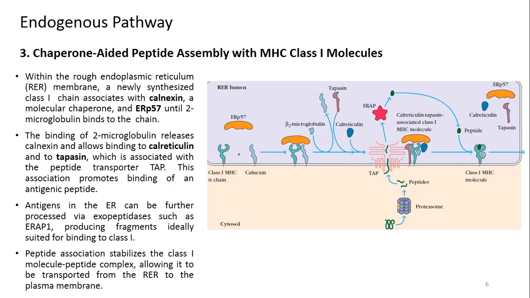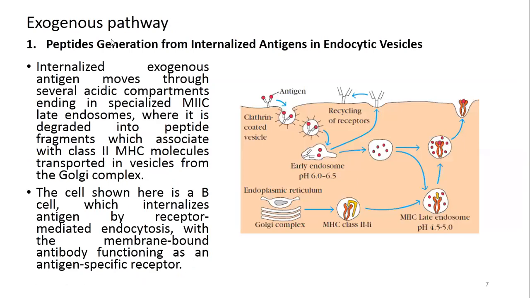Now we learned how protein is processed to peptides, how it is transported from the cytosol to rough endoplasmic reticulum, and how it is bound to class 1 MHC molecule with the aid of these molecular chaperones. Now we have finished class 1 MHC, we will jump to the exogenous pathway.